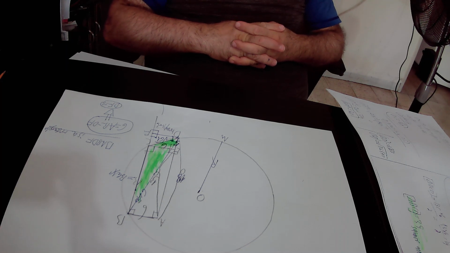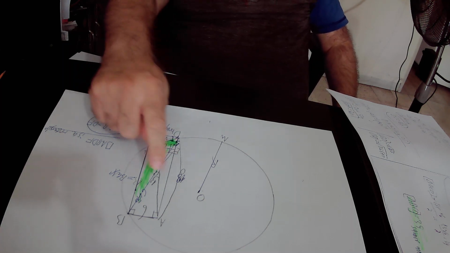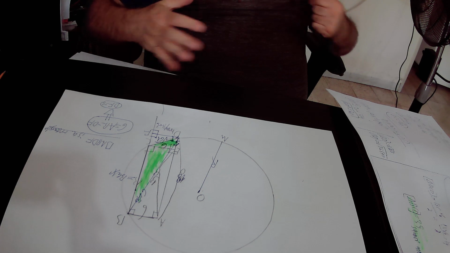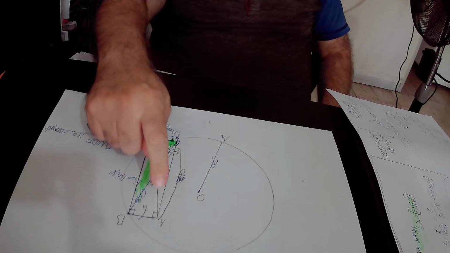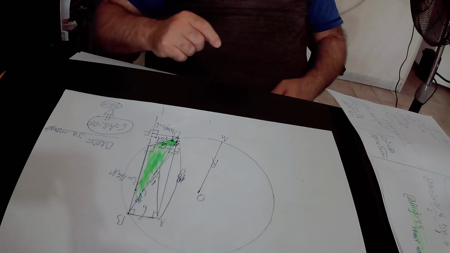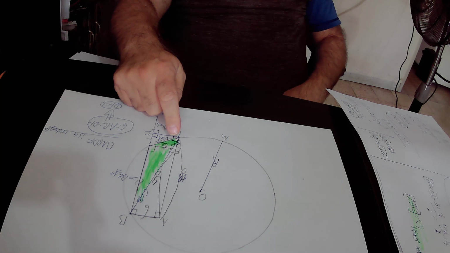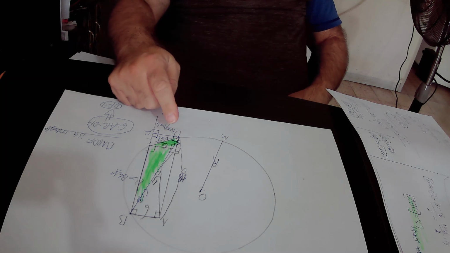And then we focused on quadrilateral ABDF. On quadrilateral ABDF, we have 1, 2, 3 right angles, and therefore the fourth angle must also be equal to 90 degrees. So I will not repeat on it.